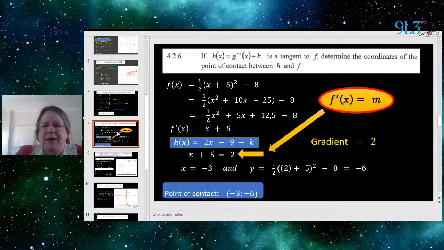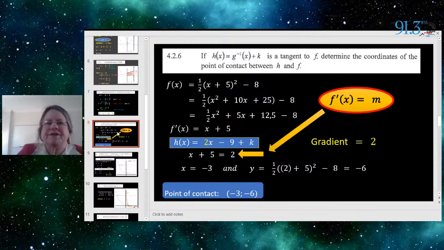Right, now this one is a level 4 question again. So let's see what they want. If h(x) equals the inverse of function g plus k, which is a constant. So if this is a tangent to our graph f, determine the coordinates of the point of contact between h and f.